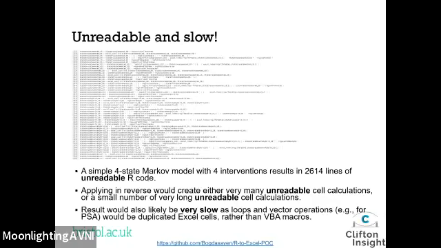So if we did this in reverse, what we would end up with is many, many cell calculations that are just equivalent to each of the lines of R code. It also would unroll all the for loops, lapply statements, vectorizations into multiple Excel cells. So you'd end up with something that is very slow and very unreadable. So that's why we're not doing this general reverse Reaver method.